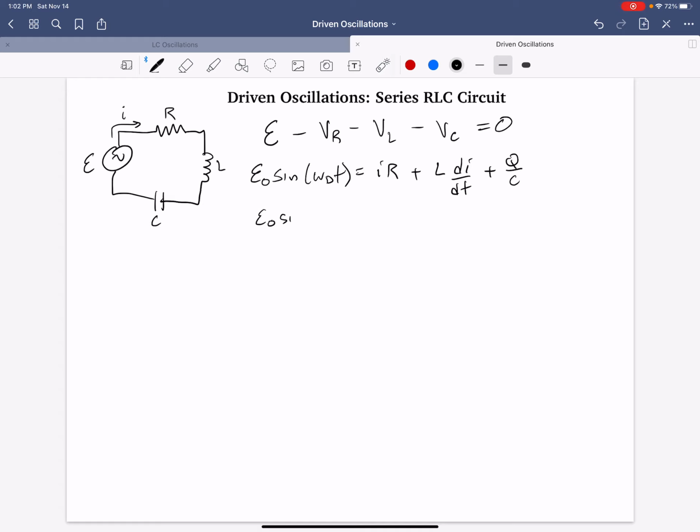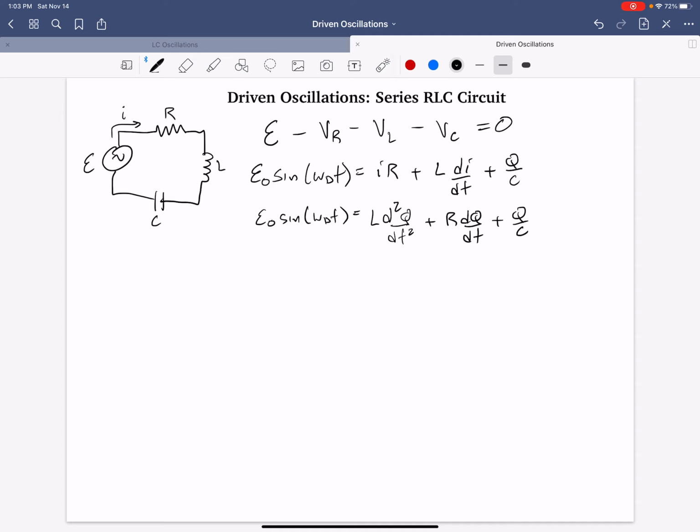So copy that back down, and I'm going to put the inductor first. L d squared Q over dt squared, plus R dQ/dt, plus Q over C. All right, now this is a scarier differential equation than what we've encountered previously. Now we have a second, a first, and a zeroth order term with which to solve. You can do it. It's doable.